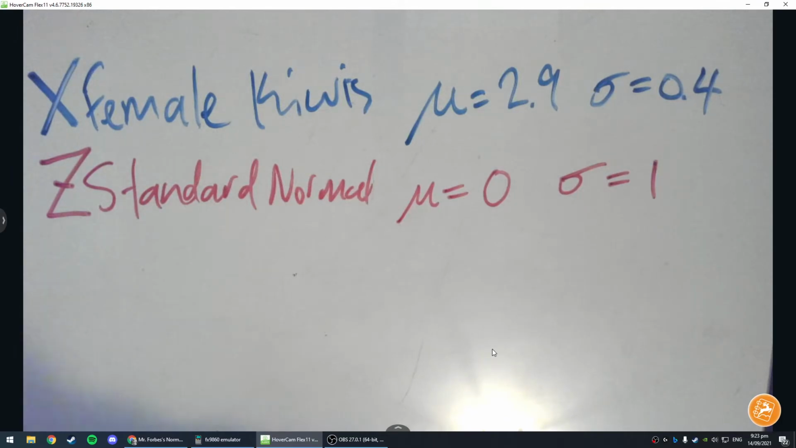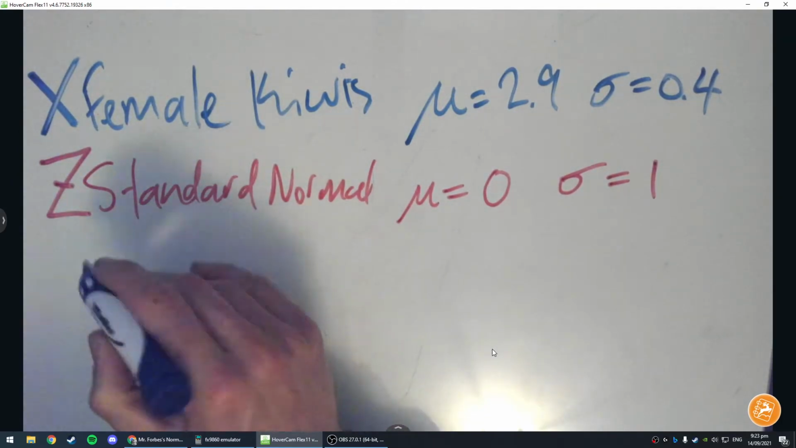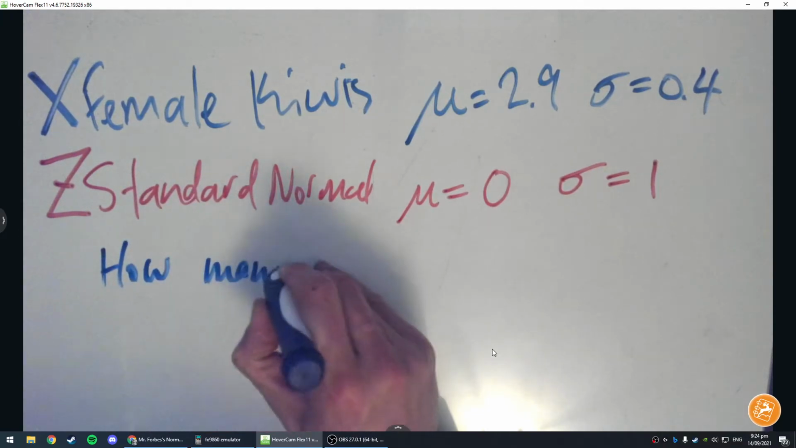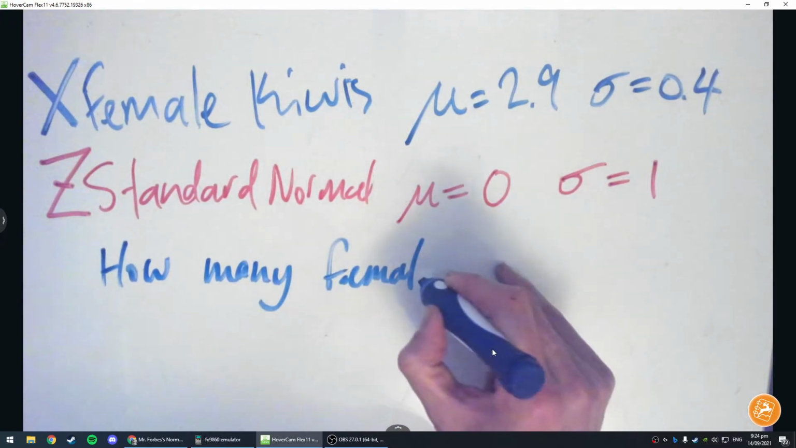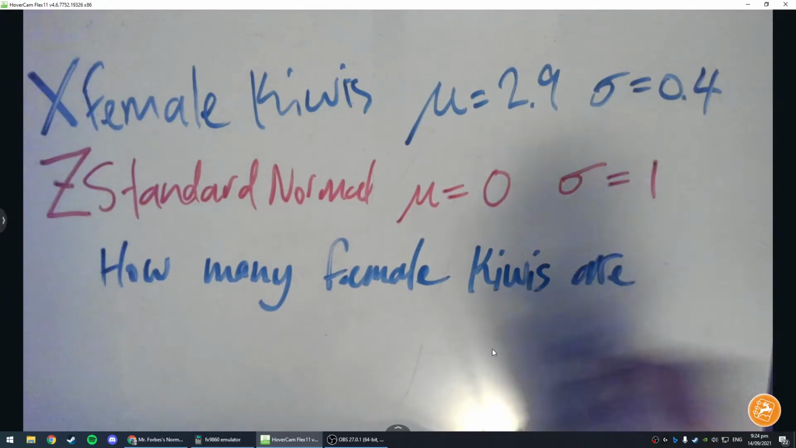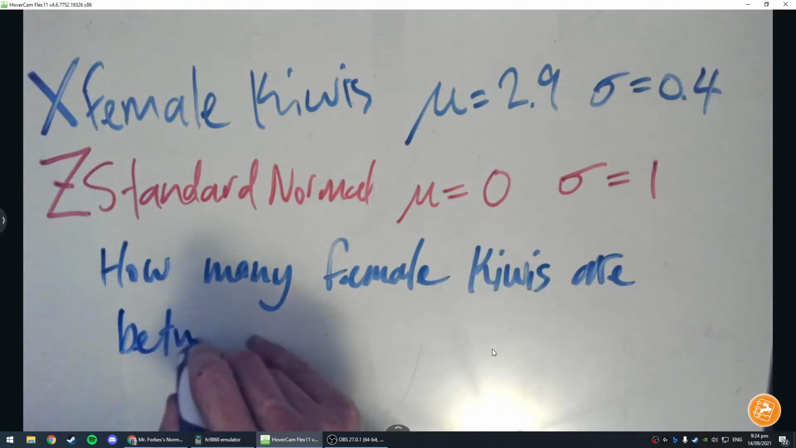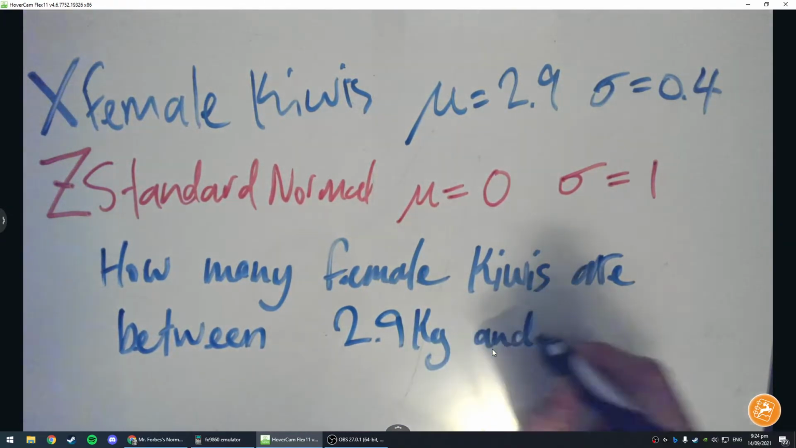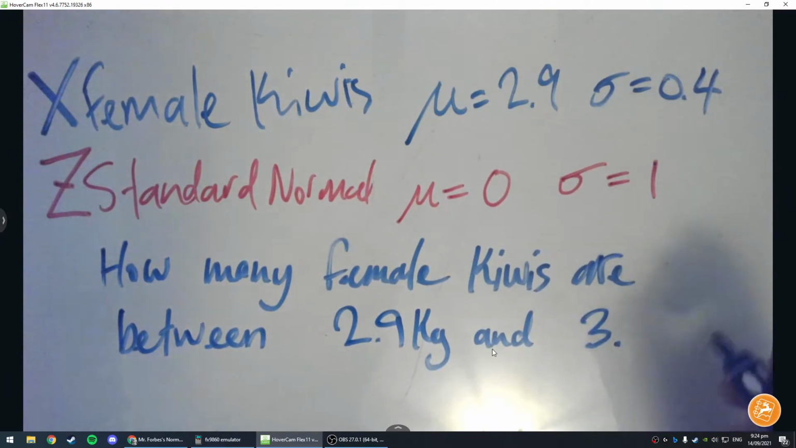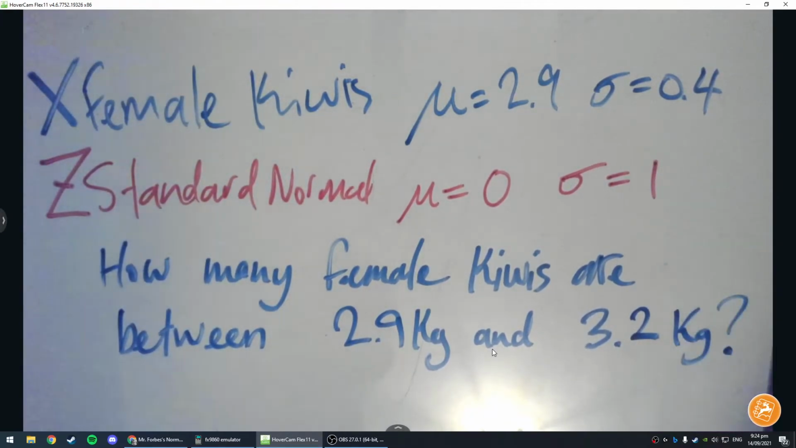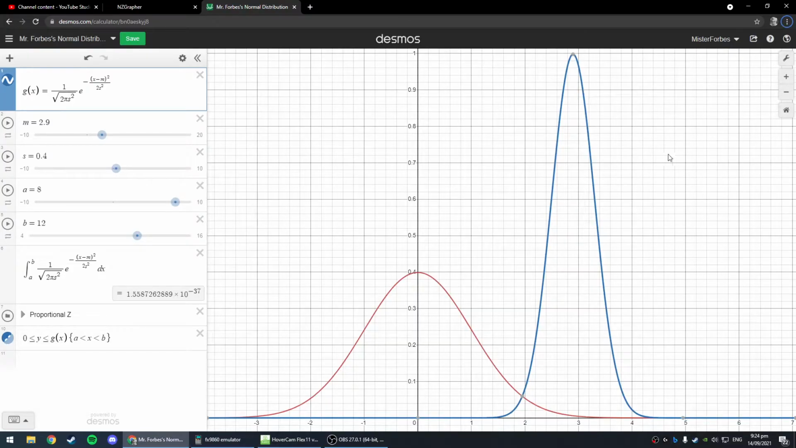So let's think of an example. Maybe we're wondering how many female Kiwis are between 2.9 kg and 3.2 kg. Right? So these are the sort of questions that you will get. Right? So we can draw that on here.